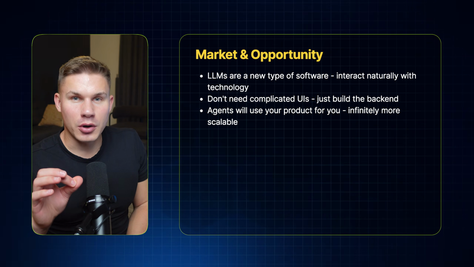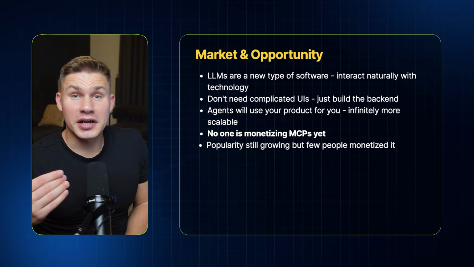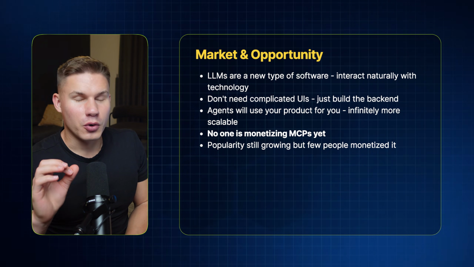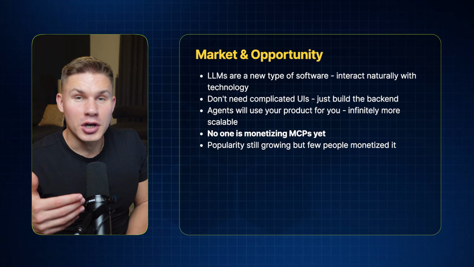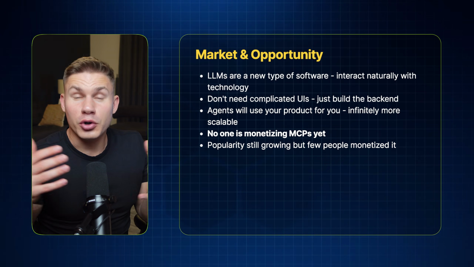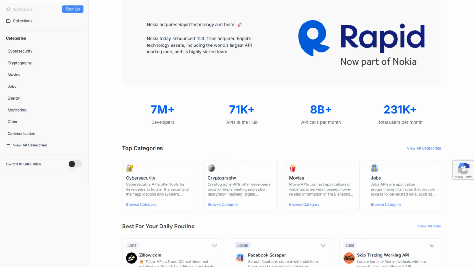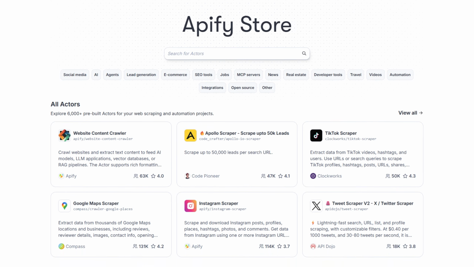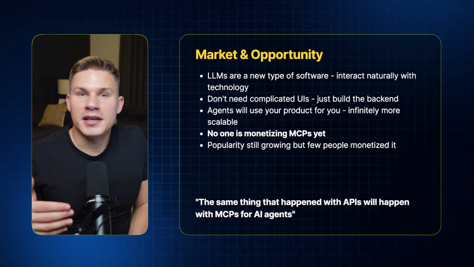And the reason why right now is because no one is still doing this, right? The popularity of MCPs is still growing consistently, but there are still very few people who have actually monetized it. If we look back to when the OpenAPI protocol was released, which is the same thing as MCPs but for developers, tons of people actually made big money from it. Developers are simply distributing APIs to other developers, and they're making hundreds of thousands of dollars per month. And so the same thing is going to happen with MCPs, but with AI agents.